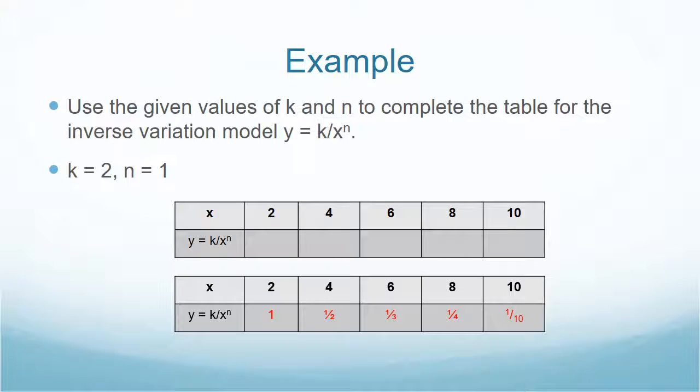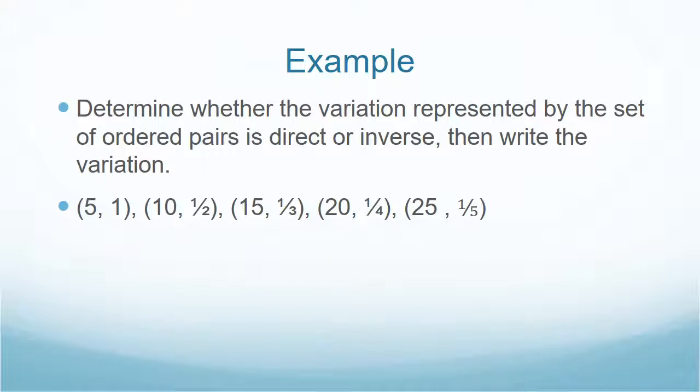Okay, you should have gotten 1, 1/2, 1/3, 1/4, and 1/10. Determine whether the points represent a direct or inverse variation, then write the variation. Remember that if it's a direct variation, then every y can be gained by multiplying a certain number by x, and it'll be the same for the entire set. An easy way to check for inverse is if you can multiply the x and y and always get the same number. Pause the recording, give this a try, and resume to check your answer.